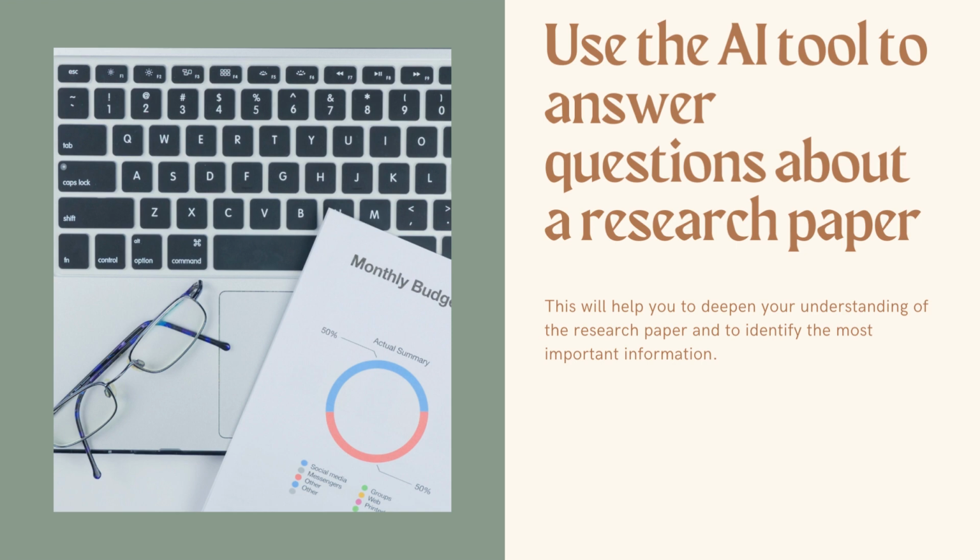Use the AI tool to translate the research paper into another language. For instance, if your native language is Arabic, you can translate a research paper in English to Arabic, and you can use an AI tool to translate a paper into another language. This will help you access research papers from all over the world. You should also remember to be critical of the results.